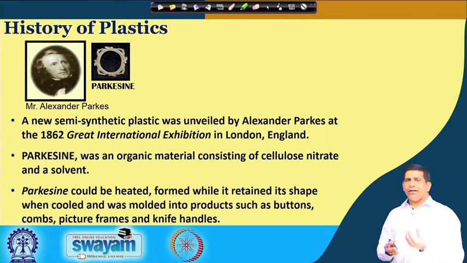And why were people excited about that compound? Because it could be heated and formed while it retained its shape. You could form it into different shapes, and when cooled it was a molded product. You can make buttons, combs, picture frames, knife handles. So people saw that this material can be used in a variety of ways. So that was the first time, 1862.